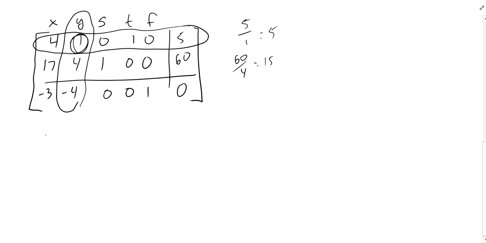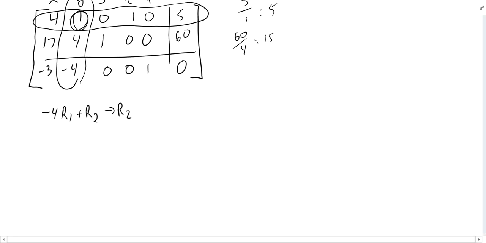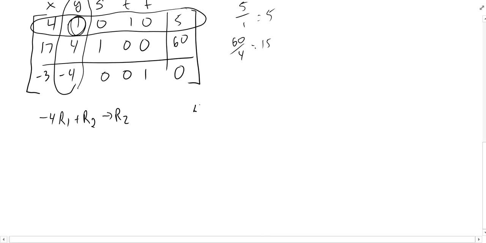So I'm going to take negative 4 times row 1, add it to row 2, put it into row 2 spot. That should give me a 0. Negative 4 times 1 plus 4 gives me 0. And the other operation I'm going to do is 4 times row 1, add it to row 3, and put it into row 3. Those two operations should give me zeros below the 1 there in that first row, second column.